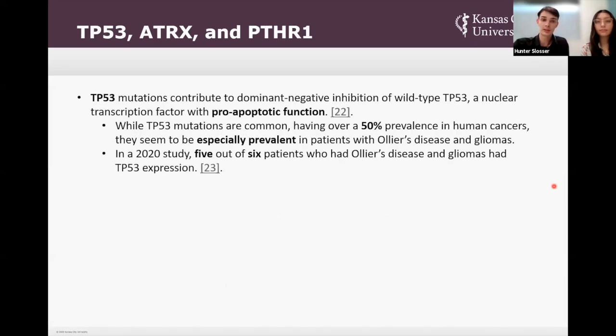For TP53 in particular, mutations contribute to the dominant negative inhibition of a wild-type TP53 with pro-apoptotic function. While TP53 mutations are common, having over a 50% prevalence in human cancers, they seem to be especially prevalent in patients with Ollier's disease and gliomas. And in a 2020 study, 5 out of 6 patients who had Ollier's disease had this TP53 expression.